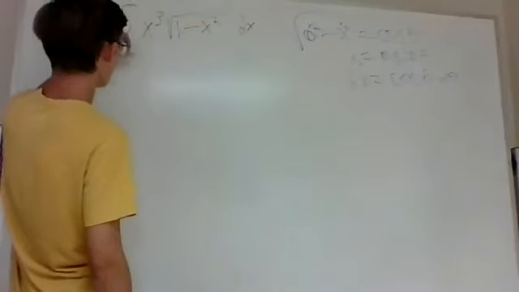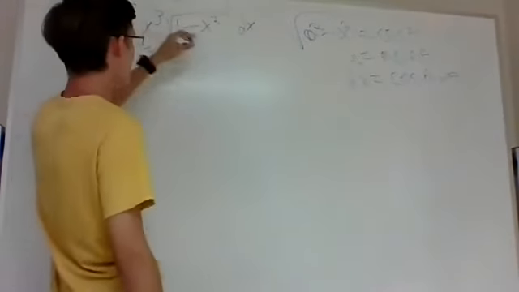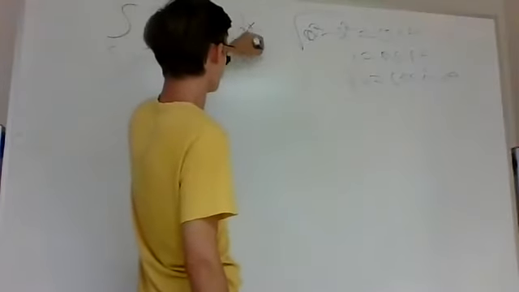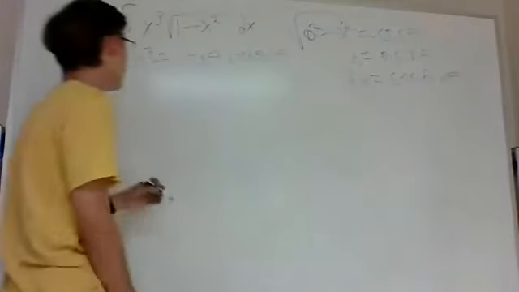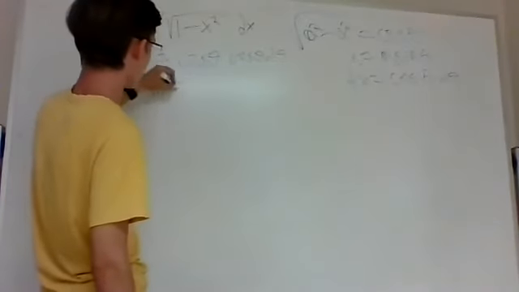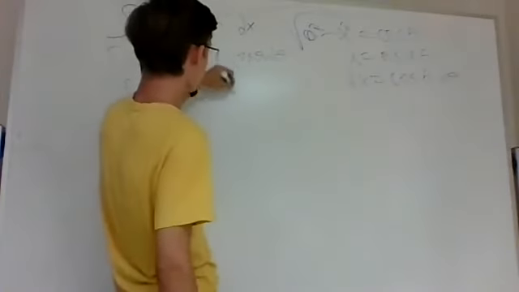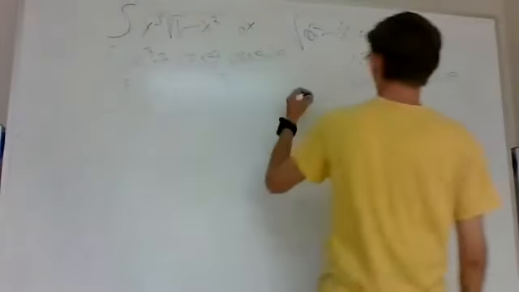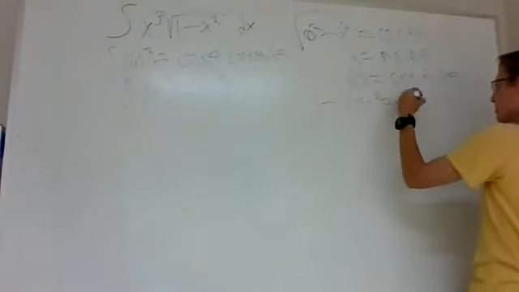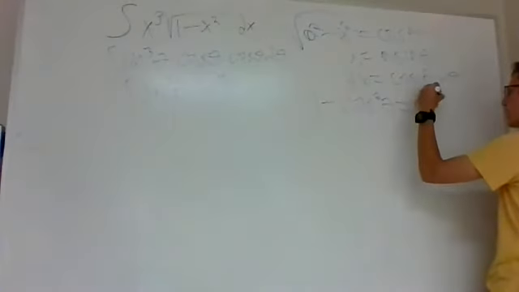Substituting all this back into the integral, we get the integral of sine to the third theta. This root turns into cosine theta, and this dx turns into cosine theta d theta. To reduce this integral a little bit, we're going to get the integral of sine to the third theta, cosine squared theta d theta. Now we need to apply a trigonometric identity, turning 1 minus cosine squared theta into sine squared theta.